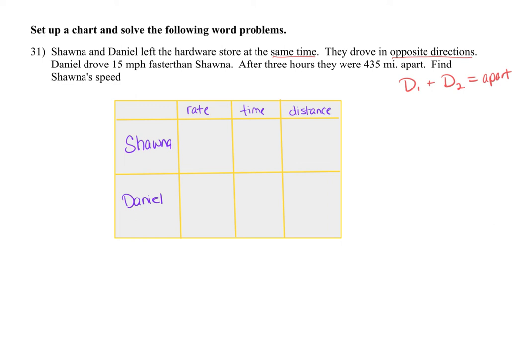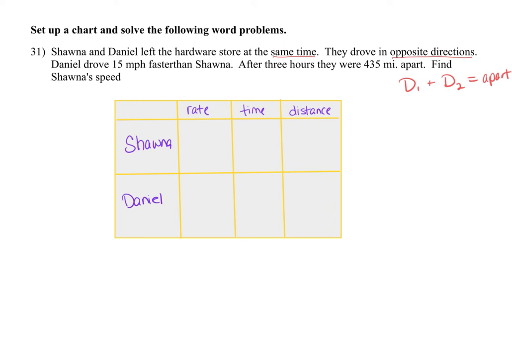Why do I know that? At the same time. So just because you see something and you don't know what it is, don't start setting up variables yet, okay? Because you start reading it and you're going to think, okay, time, they both have a T. That's great. They actually both have a 3, right? Because after 3 hours, and they said at the same time.